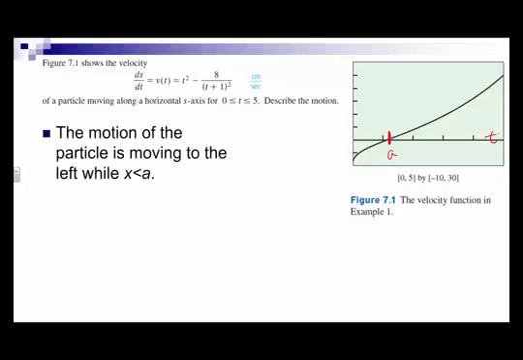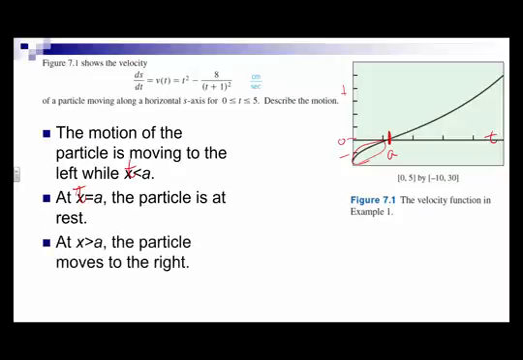Well, we're going to say that the motion of the particle is moving to the left while t is less than a, because during that time the velocity is negative. This being zero velocity, this being positive velocity, this being negative velocity. We're going to note that at t equal a, the particle is at rest. It's not moving. The velocity is zero. And lastly, that when t is greater than a, the particle is moving to the right.